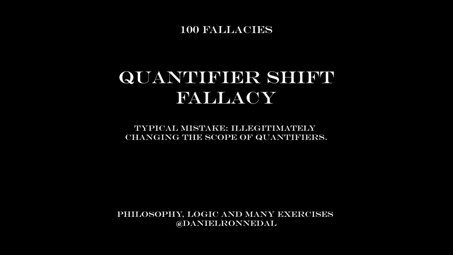Quantifier shift fallacy. The quantifier shift fallacy occurs when someone incorrectly changes the order or scope of quantifiers such as every, some, all, or there exists, thereby drawing an invalid conclusion. The logical structure of the statement is altered. Example: every student admires some teacher. Therefore, there is one teacher whom every student admires. The conclusion does not follow because different students may admire different teachers.